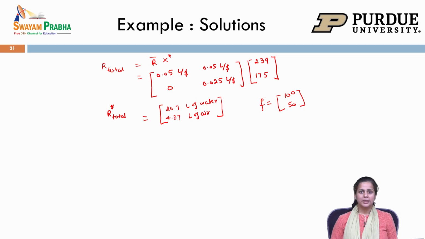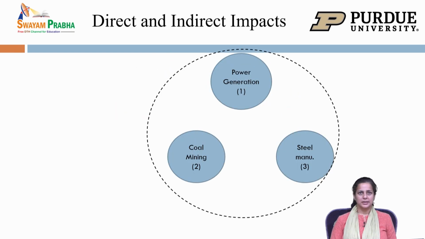Next, we will look at an additional calculation from the same model, which is the direct and indirect impact. In the input output model, we of course have some direct impact, but the indirect or upper supplier impact is also embedded in that calculation. So, let us see what direct and indirect impacts mean.